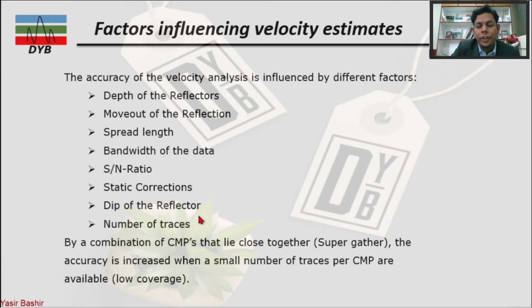So the static correction we are going to discuss in detail in the next lectures. And dip of the reflectors: if it is highly dipping, then you probably need a better understanding of the velocity analysis. And number of traces. By the combination of CMPs that lie close together, which is called the super gather, the accuracy is increased when a small number of traces per CMP are available, which is low coverage. So it means if you have very good fold in your seismic data, then you will have a better velocity analysis, because with respect to a specific CMP, you have more traces.